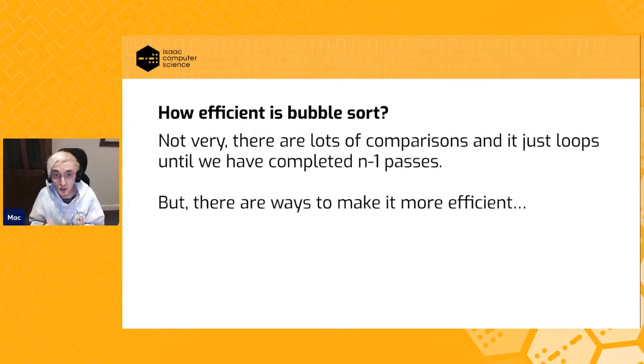So the current version of bubble sort, the one I've just shown you, is not very efficient. There's lots of comparisons, right? We're going two by two, we're doing comparisons, and we're doing that lots and lots of times every time we do a pass. Both the inner and the outer for loop just loop until we reach n-1 or n-2 each time around. So we could probably do something to improve the efficiency there. Let's have a look at one way to make bubble sort slightly more efficient.